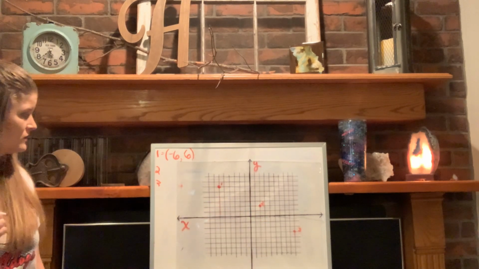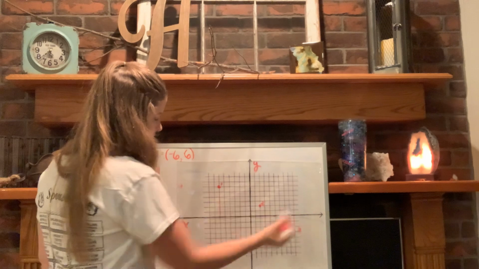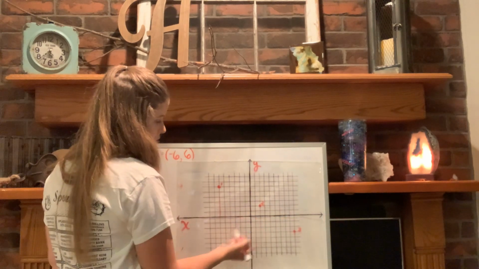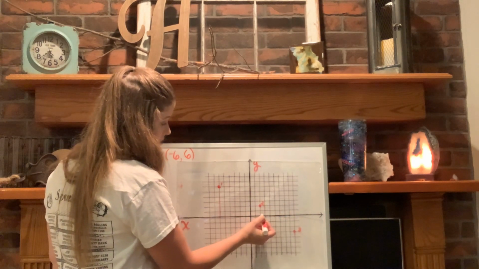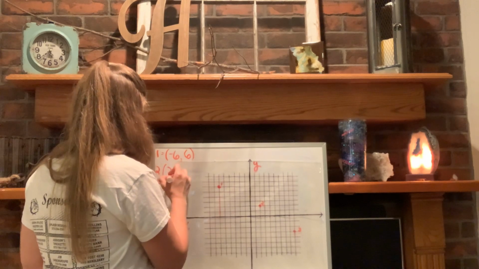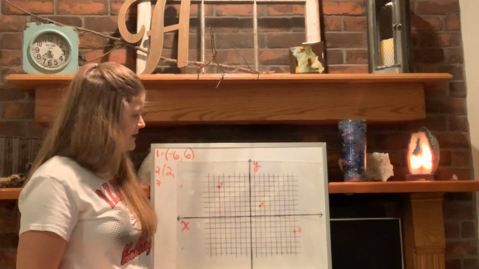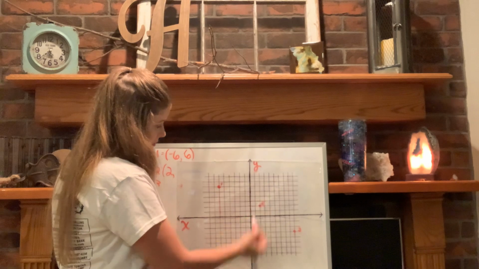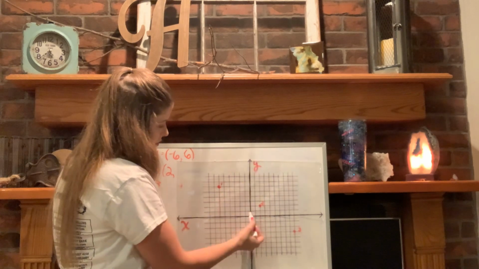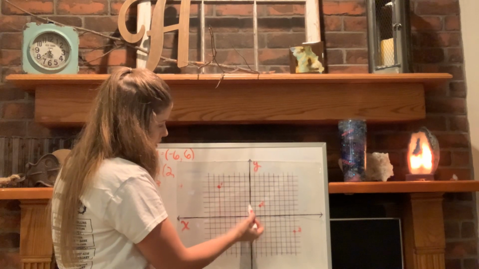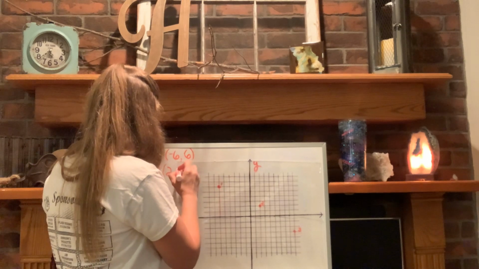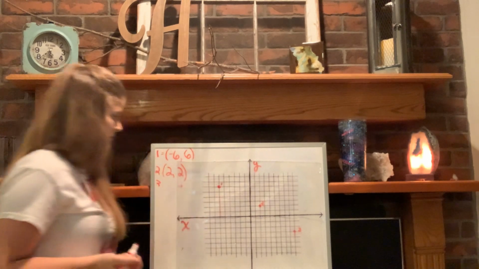2, got 2. Starting with X, left and right. It's to the right of the origin, so it's going to be a positive number. 1, 2. All right, and then Y, up and down. Again, it's above the point of origin, so it's going to be positive. 1, 2. Okay?